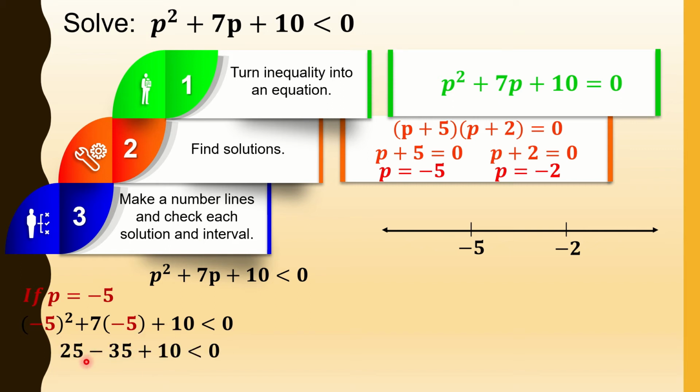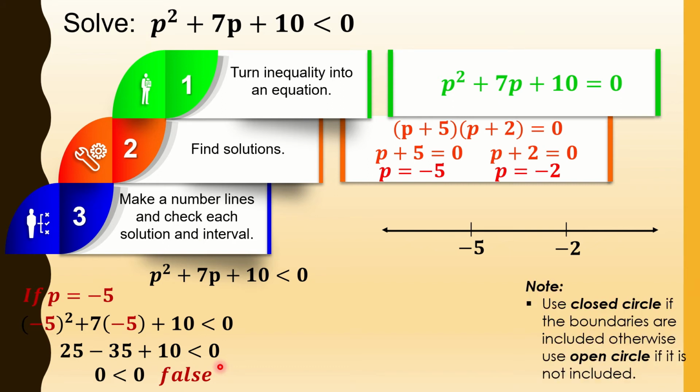Simplifying this, I have 25 minus 35 plus 10. And 25 minus 35 is equal to negative 10, plus 10 is equal to 0. And 0 is not less than 0. It is equal to 0. Therefore, that one is not correct. So, let us again take note that if our boundary is included, we will use a closed circle. But if it's not included, we will use an open circle. So, for our solution, it is not included, therefore I'll be using an open circle.